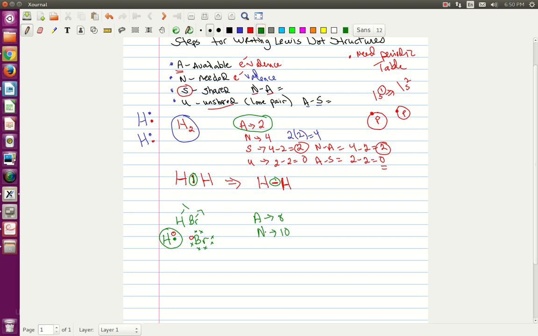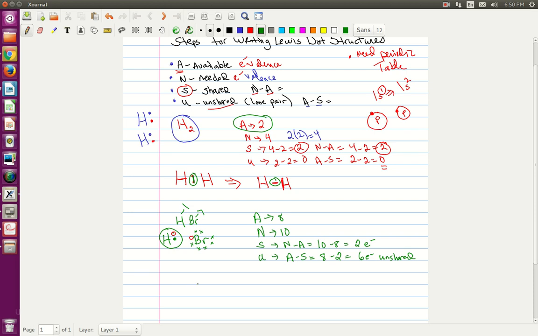Now, how many are we going to share? Well, shared is the needed minus the available. So 10 minus 8, we're going to share 2 electrons. How many are going to be unshared or lone pairs? Well, unshared are the available minus the shared. So we have 8 electrons available minus 2 electrons that are going to get shared. So that's going to be 6 electrons that are unshared or lone pairs.